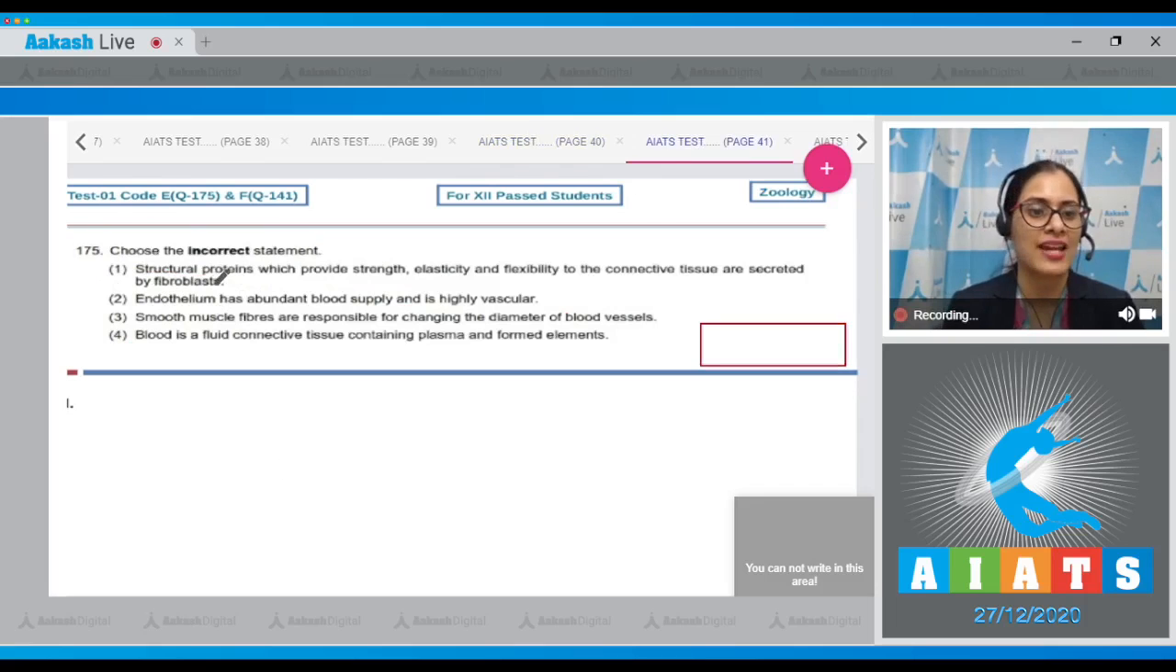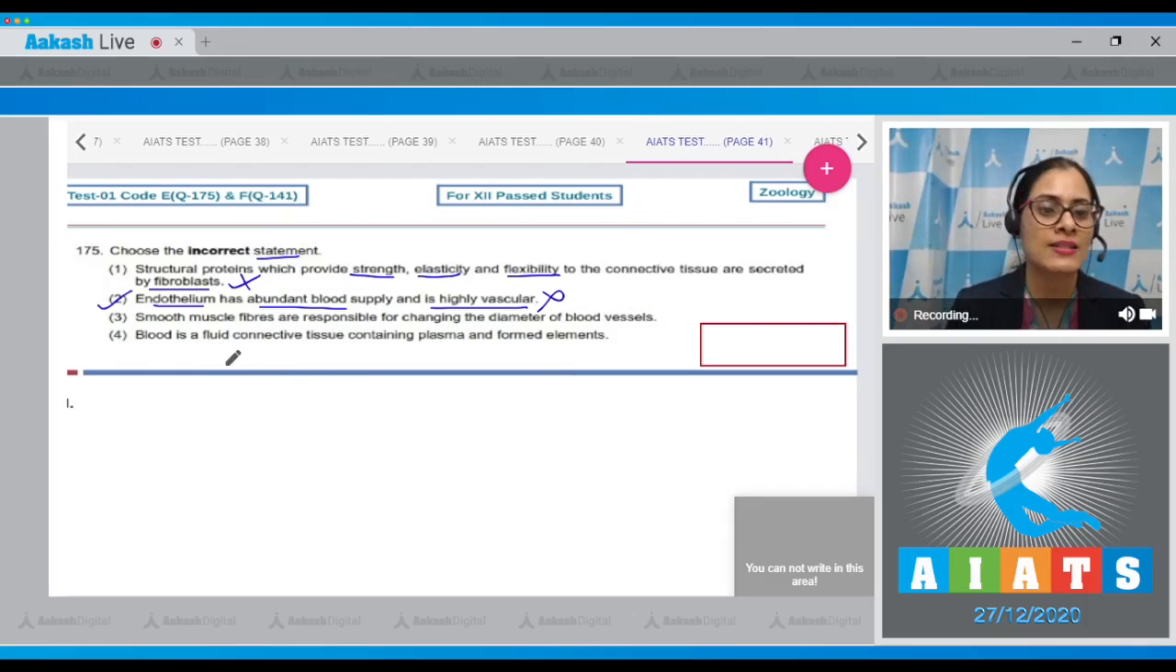Question number 175. Choose the incorrect statement. The very first statement says structural proteins which provide strength, elasticity, and flexibility to the connective tissue are secreted by fibroblasts. And this is a correct statement, so cannot be a correct answer to our question. The next statement is endothelium has abundant blood supply and is highly vascular, which is an incorrect statement. So this is a correct answer to our question. The epithelial lining of blood vessels is called endothelium. It is avascular tissue and it obtains nutrients by diffusion.